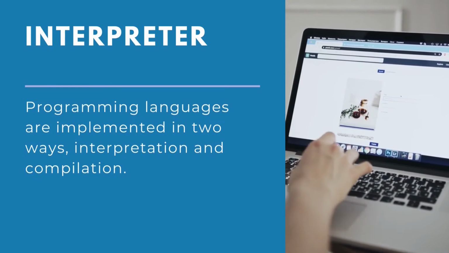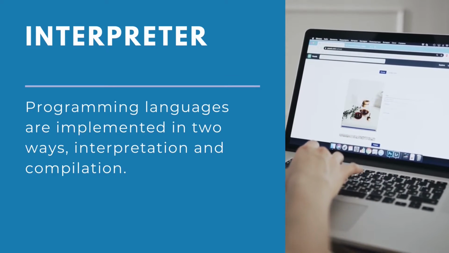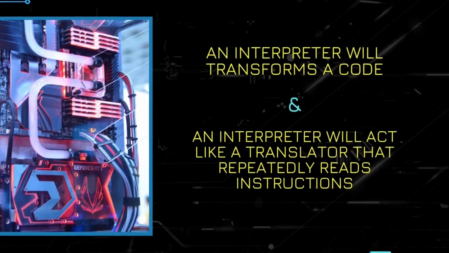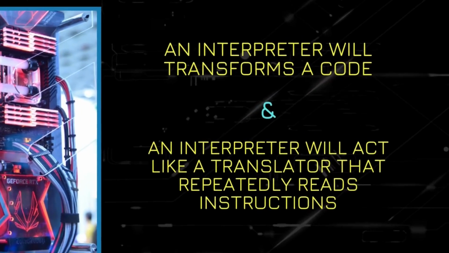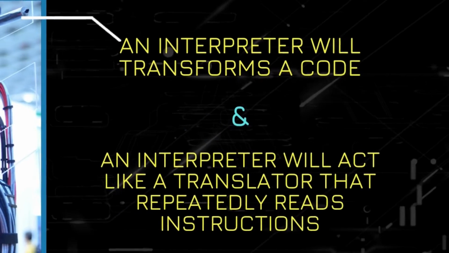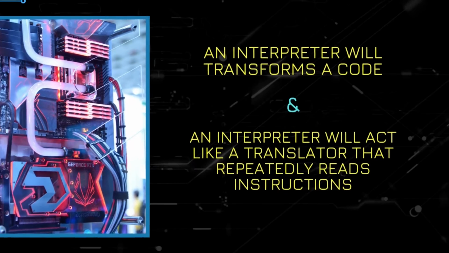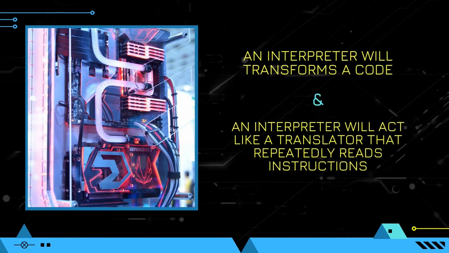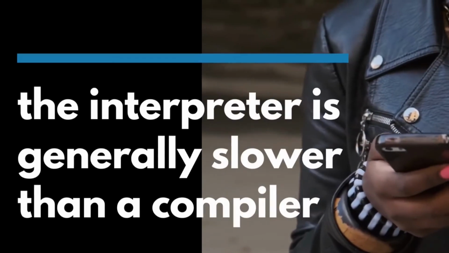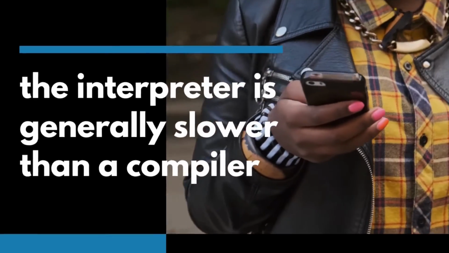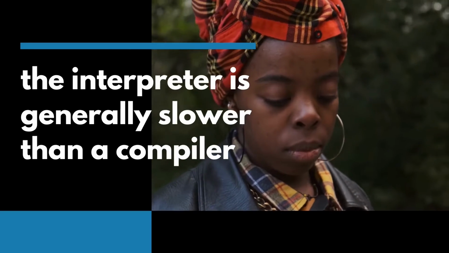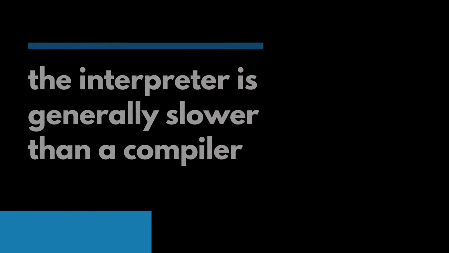Programming languages are implemented in two ways: interpretation and compilation. As the name suggests, an interpreter will transform the code to machine code or into an intermediate language that can be easily executed and understood by the machine, because an interpreter will act like a translator that repeatedly reads instructions one at a time and translates them to machine code. However, in programming, the interpreter is generally slower than a compiler, because it processes and interprets each statement in a program as many times as the number of evaluations of the statement.